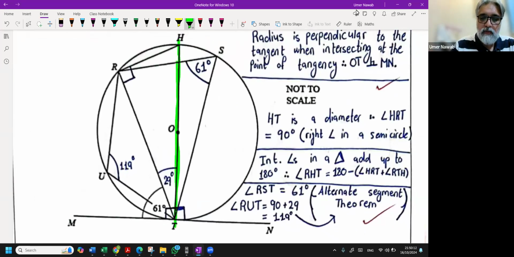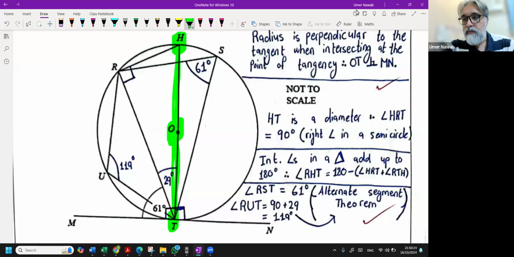Any line which is joining the endpoints on the circumference, and that line is passing through the center, this is called a diameter. Now, if the diameter is given, and the endpoints of the diameter are joined anywhere on the circumference, like here, he has joined it, always we get 90 degrees.